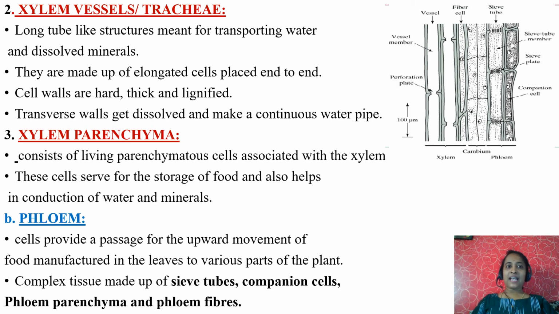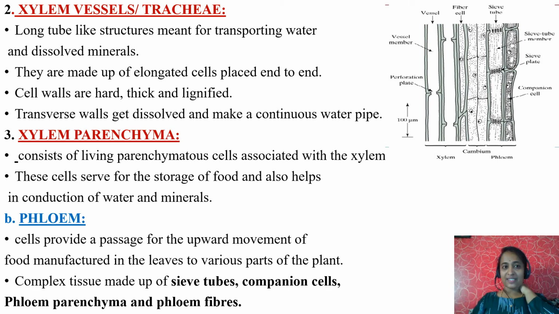Next, xylem vessels, also called tracheae. How do they appear? They look like long tube-like structures meant for transport of water and dissolved minerals. Out of the 4 xylem elements, which xylem element transports water and mineral salts? It's tracheae or xylem vessels. Just like how I have explained the previous tissue.